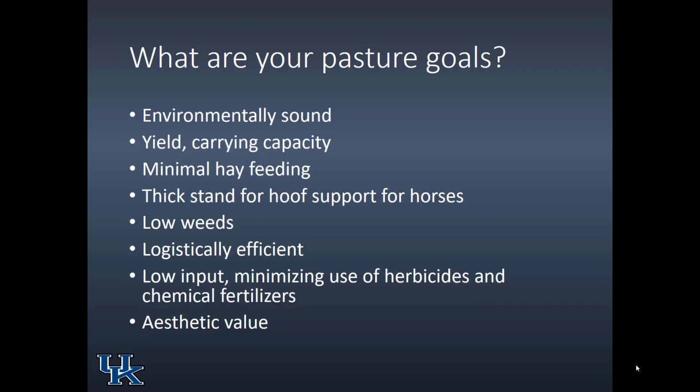These are some of the ones that we came up with when we did the live class. We wanted environmentally sound pastures. We wanted a system that had good yield and good carrying capacity. And as we'll learn, that means the carrying capacity is what the full season stocking rate is capable for on that farm, on all the pasture acres. Minimal hay feeding was brought up. We wanted a thick stand for hoof support for horses.